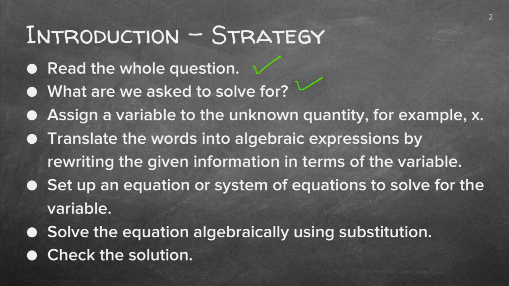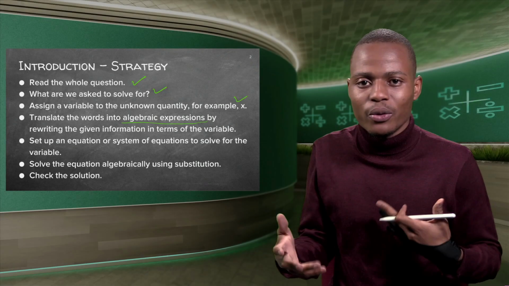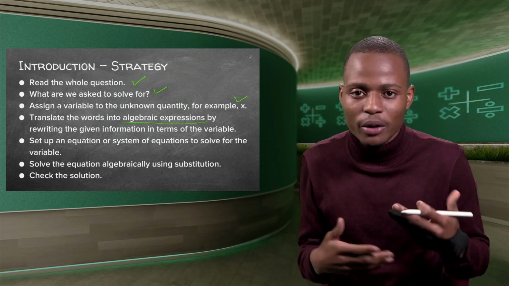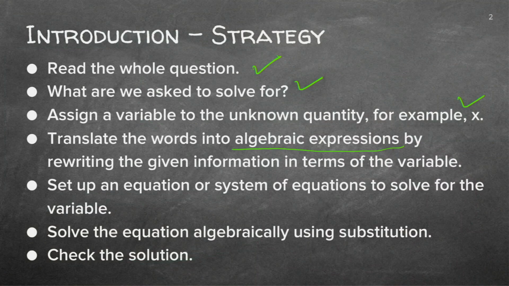The third part, assign a variable to the unknown quantity, for example x. So we use x most of the times as our unknown variable so that we can easily assign that. And number 4, translate the words into algebraic expressions by rewriting the given information in terms of the variable. So you need to make sure that you change the language, guys. So you translate the words into mathematical language, which is called algebraic expressions. So that whatever information that you have, you need to write it in terms of the given variable.